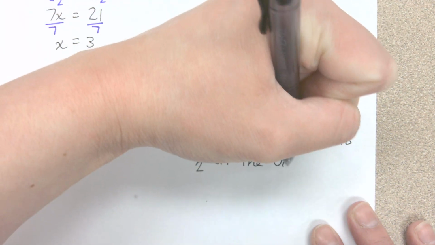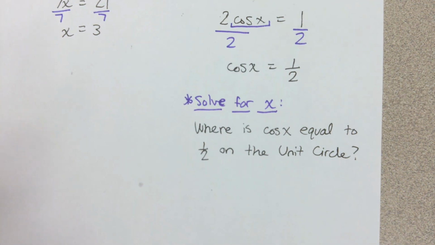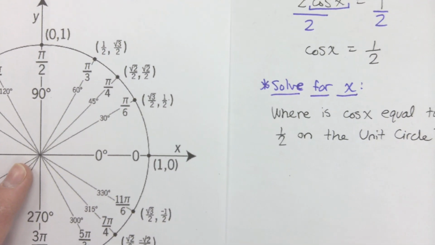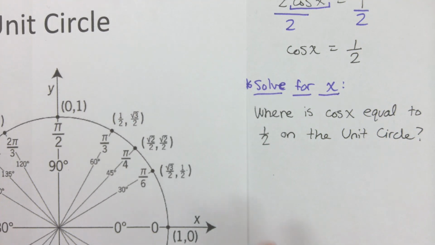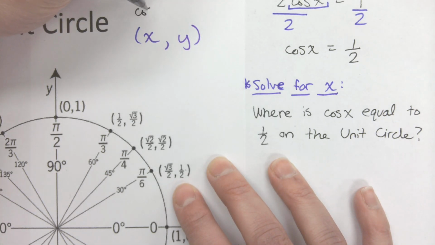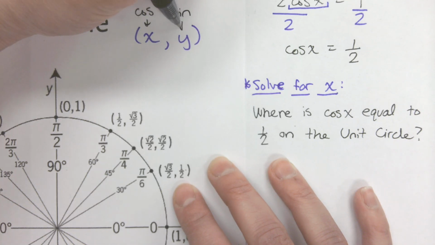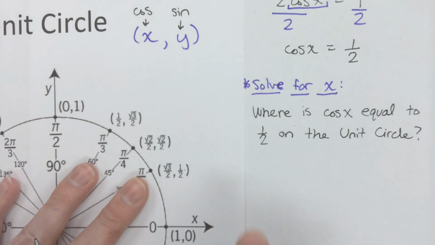On the unit circle, where is cosine of x equal to 1/2 on the unit circle? Some of you are already seeing what I'm trying to give off here. We look on the unit circle where cosine is 1/2, and you guys have already pointed out, reminder, on these coordinate points x, y, cosine is the x value and sine is the y value. So we're looking for the x values where it's 1/2.